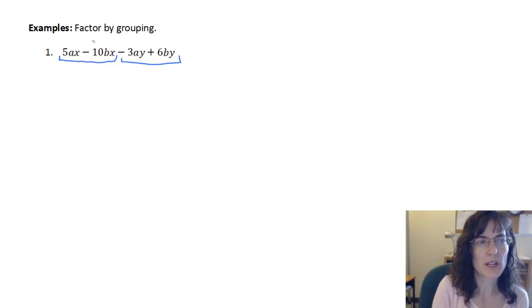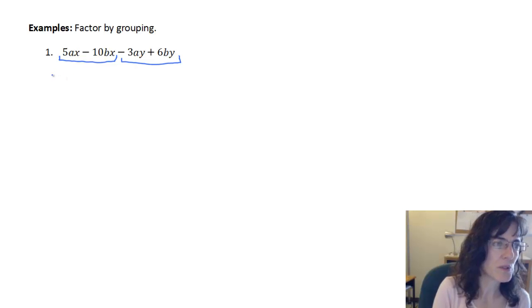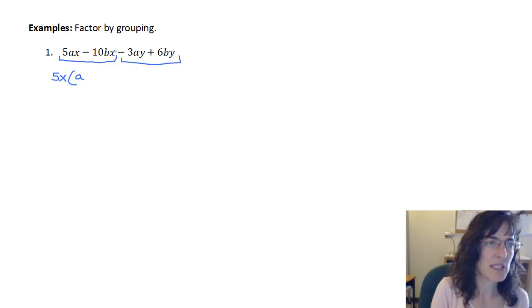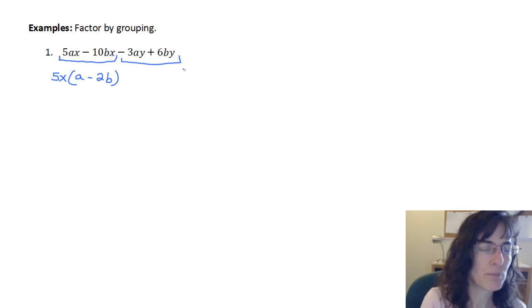I'm looking for a greatest common factor here. So I can see 5 goes into both of those, so 5. And then a and b, no, but x is on both, so I can pull out a 5x. And when I do that, 5x times what is 5ax? Well, I'm just missing the a. And then 5x times what is negative 10, so I'm going to need a negative 2. And then x times what is bx? Well, I'm going to need a b there.